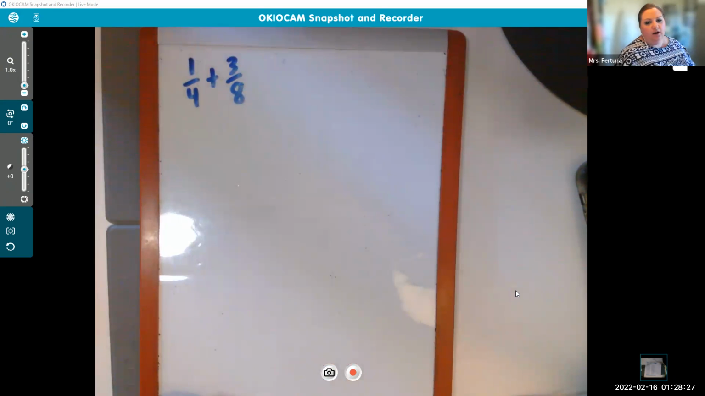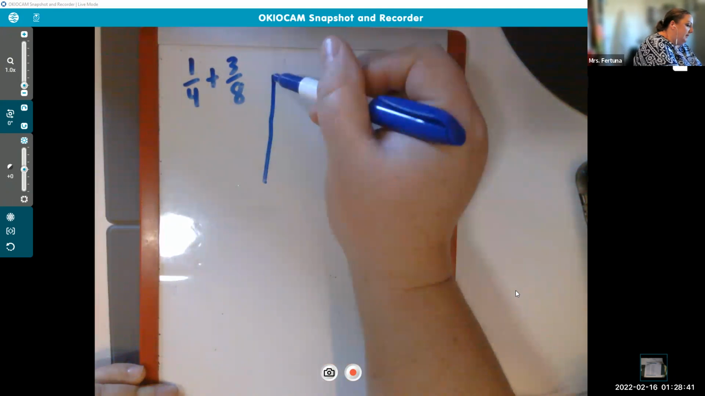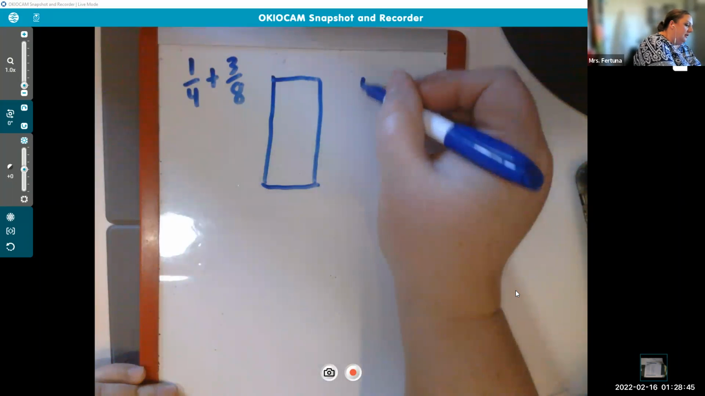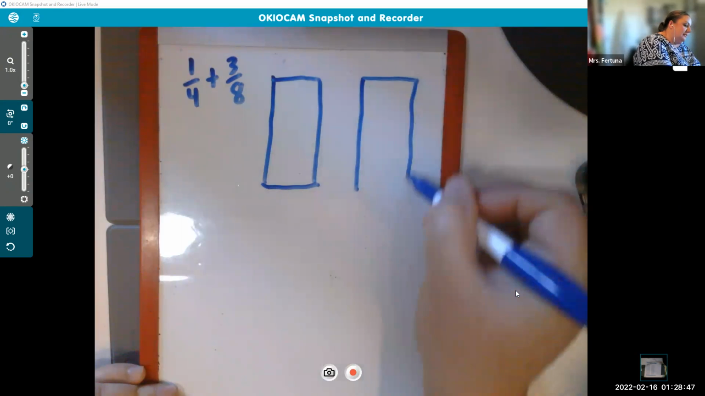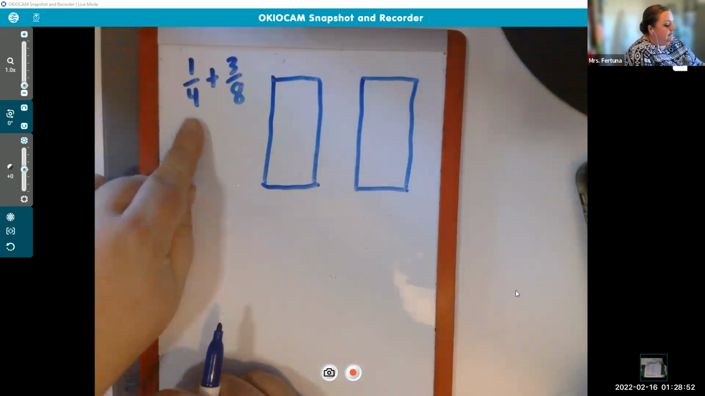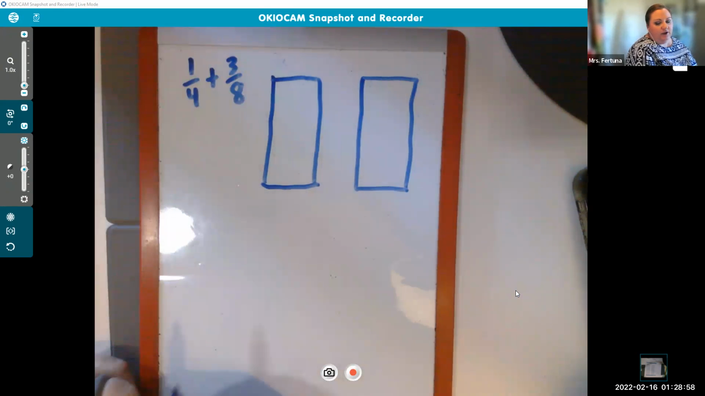Okay, and we're going to draw a model that's going to help us to understand why we have to do certain things when we are adding fractions together. We're going to draw something called a bar model. And so you're going to make a little rectangular figure on your paper for each one of these fractions. The first one tells us the denominator is 4, and the denominator is going to tell us how many pieces we need to break this fraction up into.